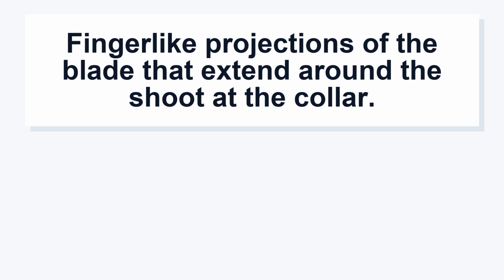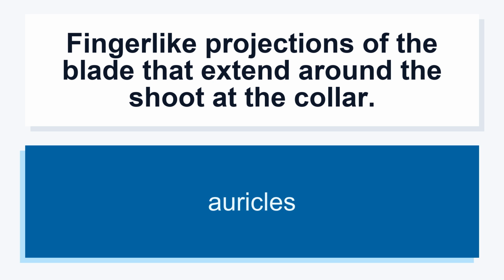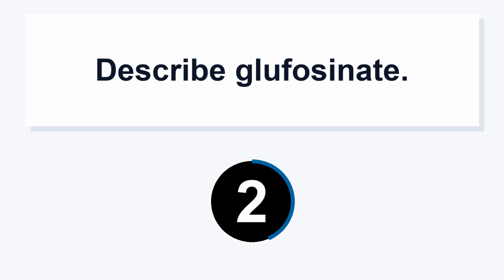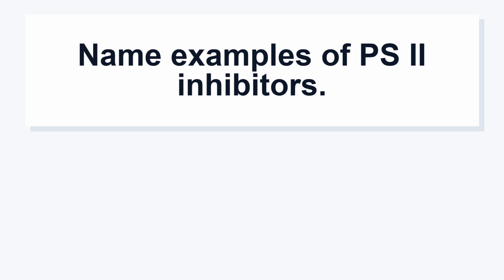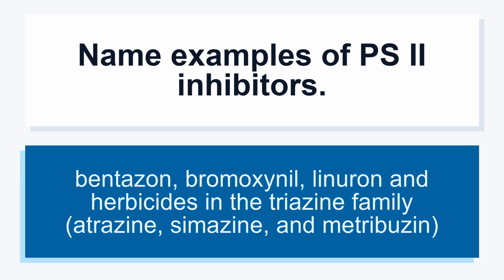Finger-like projections of the blade that extend around the shoot at the collar. Auricles. Describe glyphosate. Foliar-absorbed herbicide, fast-acting and non-selective, not readily translocated within the plant. Name examples of PS2 inhibitors. Bentazon, bromoxynil, linuron and herbicides in the triazine family: atrazine, simazine, and metribuzin.